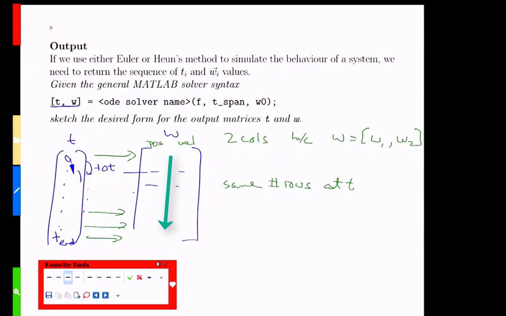W is the matrix set up where every row matches the time. So what we're going to do is fill in the first row, then advance time, fill in the next row, advance time, fill in the next row. So we have to think about that. I need to fill in the rows.